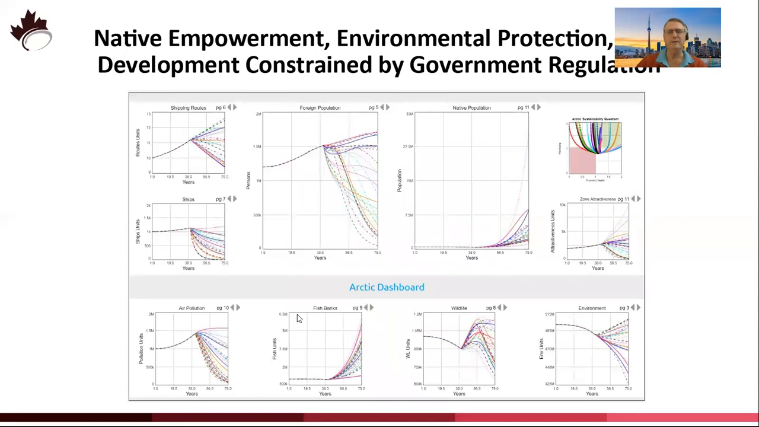And here are the detailed graphs. And you can see that with government regulation, we now have various results for shipping routes and ships and air pollution. We have a new set of results for the non-Indigenous population and for the native population. And you can see that there are some improvements in the fish banks and some improvement in the wildlife, and in some policies there is improvement in the overall environment.